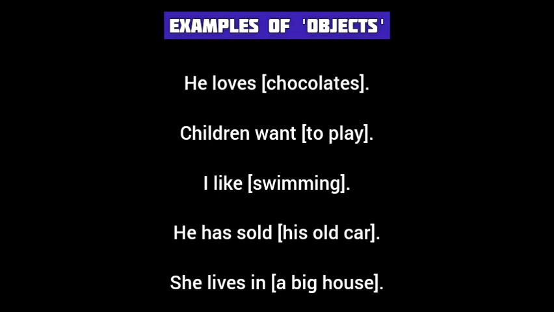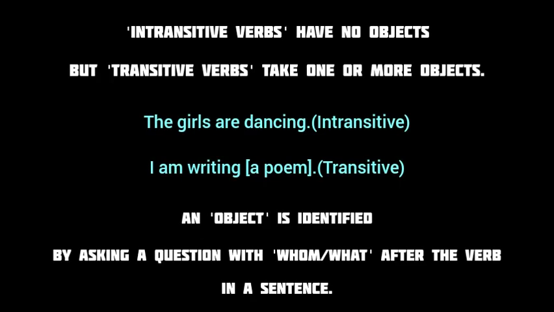And then in the fourth sentence, his old car, which is a noun phrase, is the object of the verb had sold. And in the last sentence, she lives in a big house. A big house is a noun phrase which is the object of the preposition in. So you see, a preposition and its object come together to form a prepositional phrase, like in a big house in this case. You must be knowing that intransitive verbs have no object.